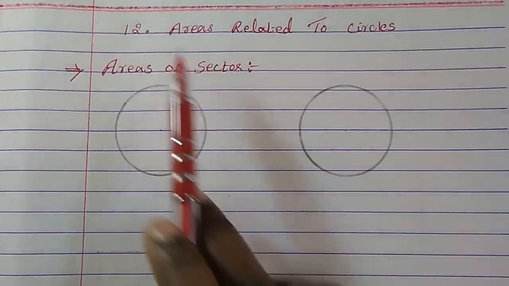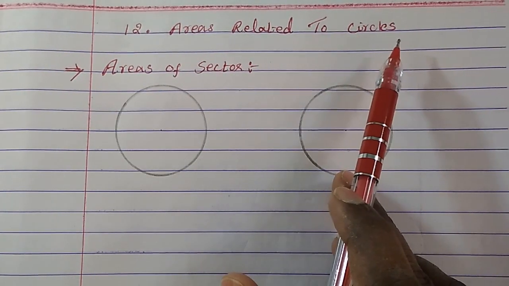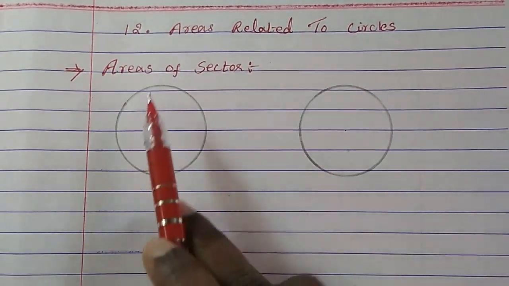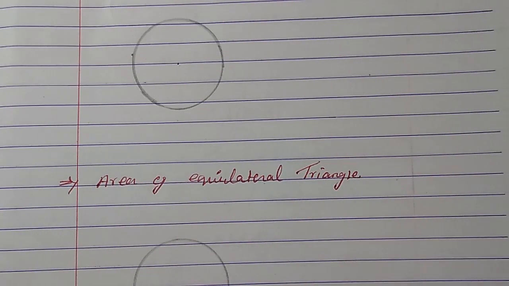Today we are going to study chapter 12, areas related to circles. In this video, we are going to study area of sector, area of segment and the area of equilateral triangle.